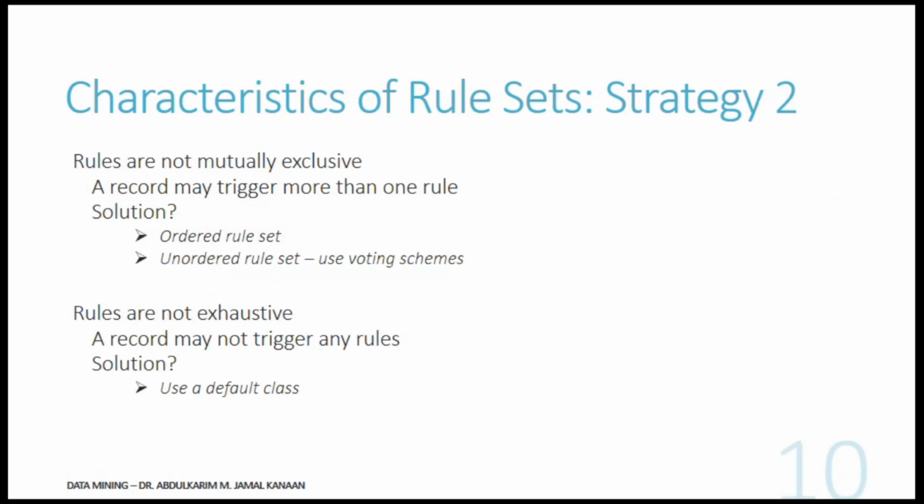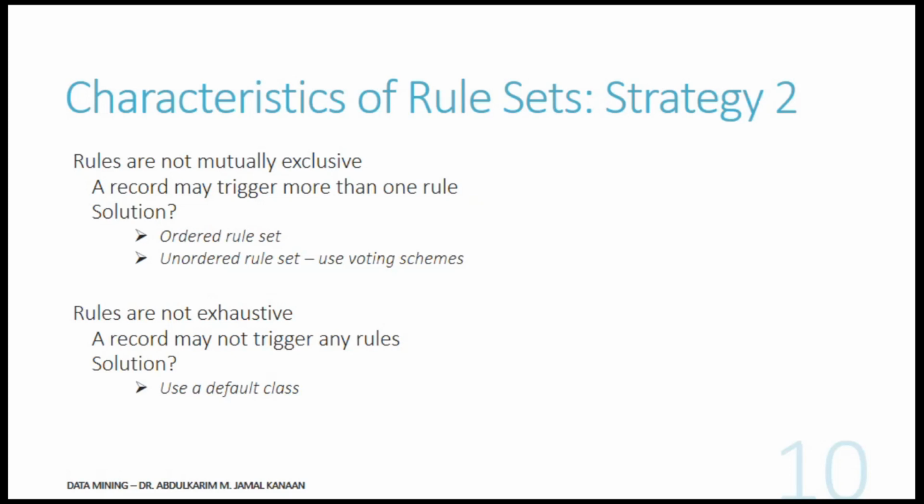Now, what we need to do if our rules are not mutually exclusive, is it the end of the world? No. There are two solutions. Either we order our rule set from the most important rule to the least, maybe based on accuracy. Remember the coverage and accuracy we just discussed. Based on accuracy, we sort our rules. The one with higher accuracy goes at the top, followed by the lower, followed by the lower. Then the first rule the record triggers, that's it.